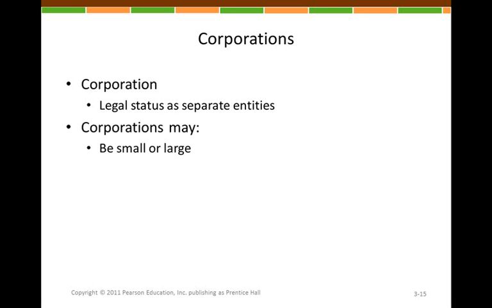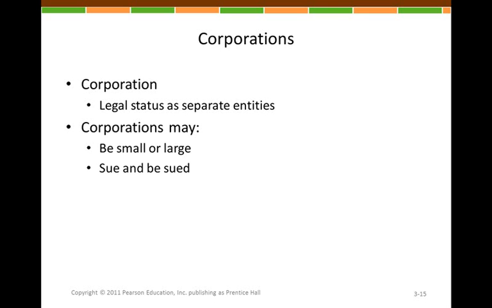Now, corporations, in terms of some characteristics, before we get to the positives and the negatives, can be large or small. Most people, when they think of the word corporation, think of this very large company that has lots of employees and lots of assets and lots of revenues, which isn't necessarily the case. A corporation is just a form of business ownership. It doesn't imply size of a particular company.